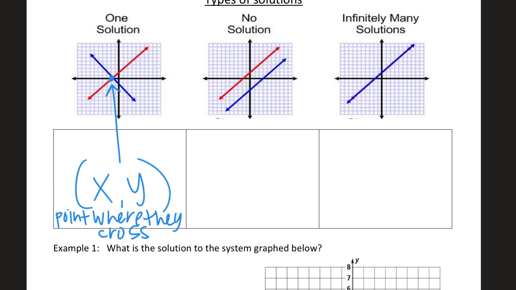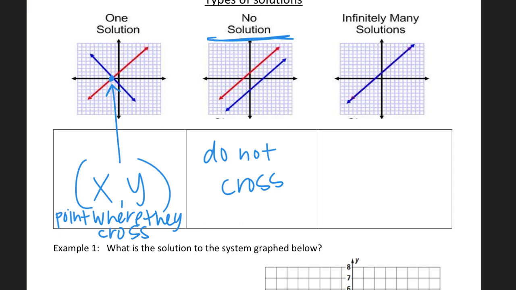Now, what if those two lines don't cross? Just like in this picture right here. So if they do not cross, that is when we have no solution. And we would write that as our answer.